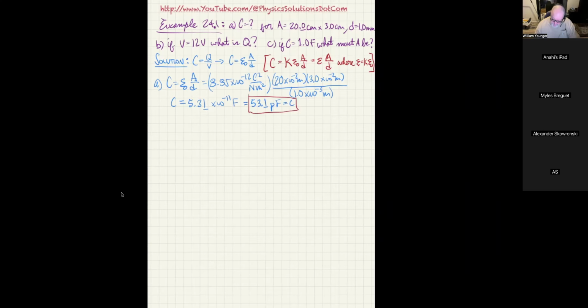Okay. Now, if you were using something with a dielectric other than air, then you could look up in the table from the chapter and it'll give you the dielectric constant. And you just multiply this 53.1 picofarads by the dielectric constant, and that'll give you how it changed.